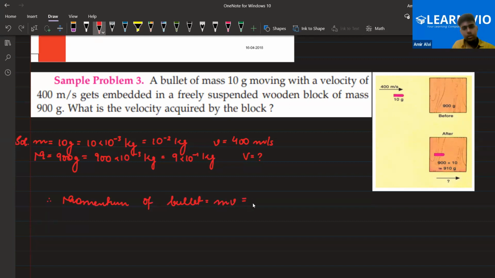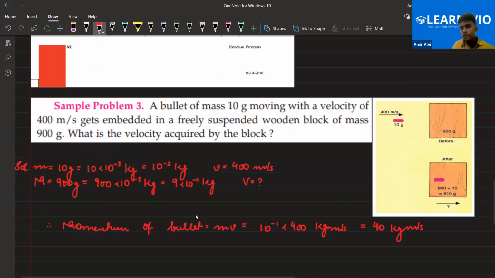So the mass of the bullet is 10 to the power minus 2 kg, into 400 meter per second, so it is coming out to be 4 kg meter per second. Clear everyone? So this is the initial momentum of the bullet. Clear everyone, yes or no? Yes, sir. Any doubt? No, sir.